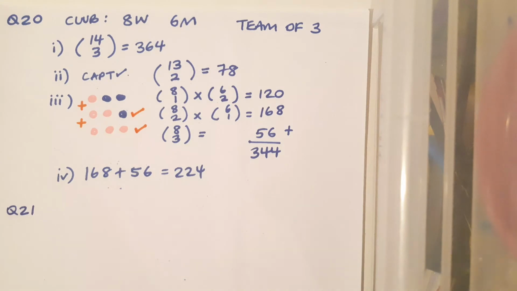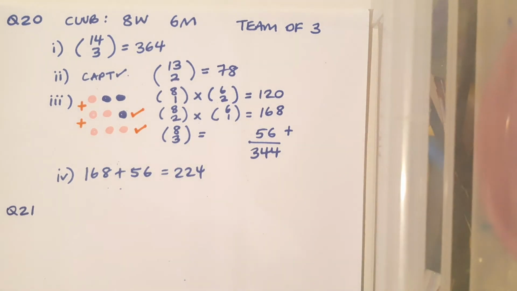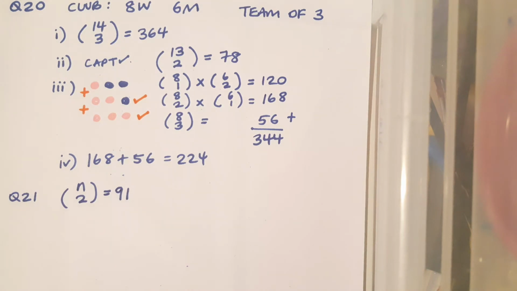And now we're on to question 21. So we're asked to find the value of n if n choose 2 is equal to 91. So now I could do this through just the process of trial and error, but that could be a very long process altogether. So it would be better if I could do a calculation to work it out. So before we do that, let's just remind ourselves of how nCr works.